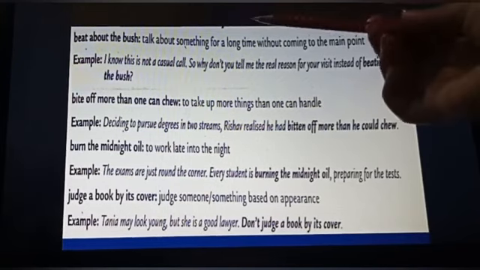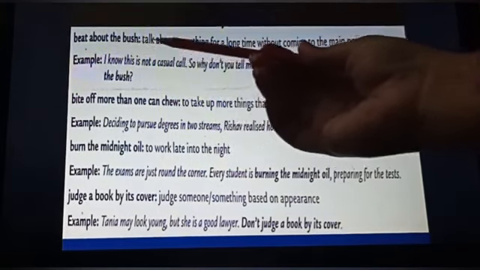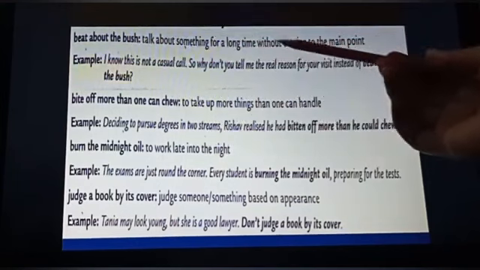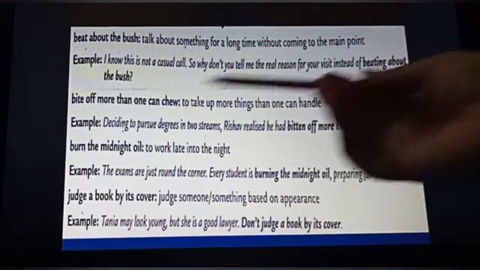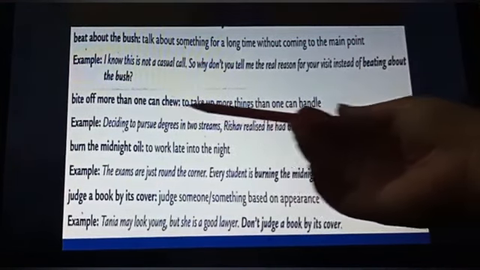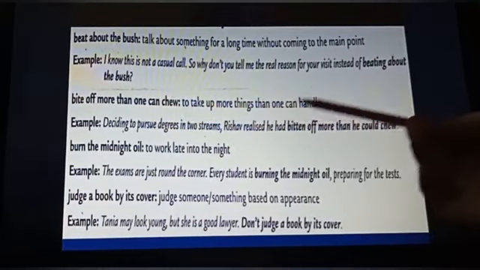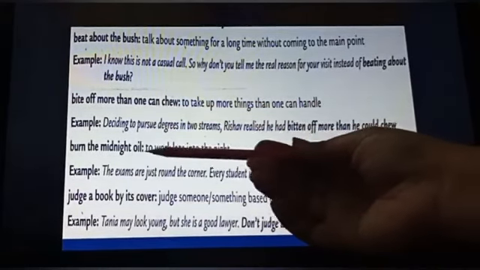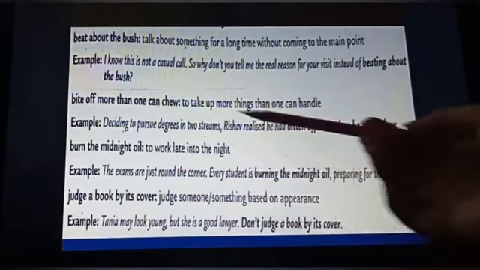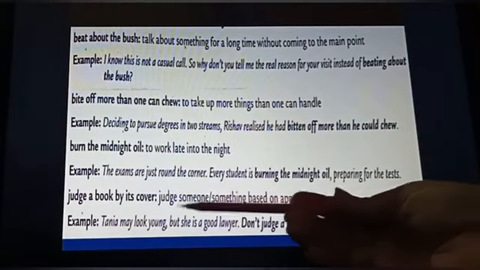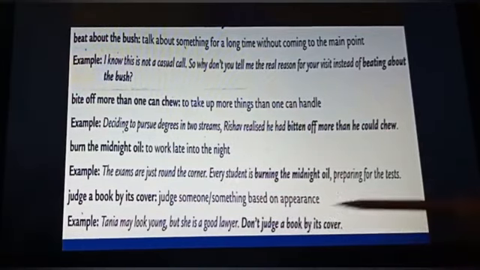Next one, beat about the bush, talk about something for a long time without coming to the main point. Bite off more than one can chew, to take up more things than one can handle. Burn the midnight oil, to work late into the night. Judge a book by its cover, judge someone or something based on appearance.